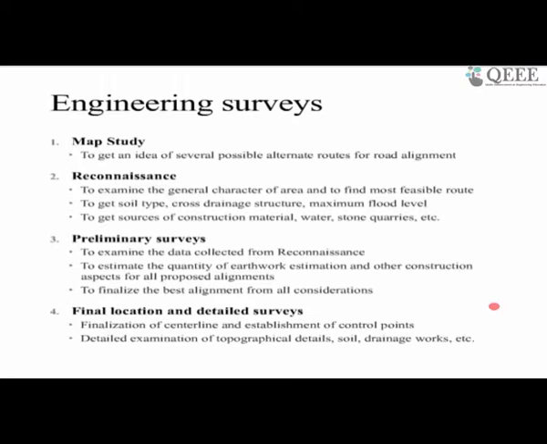So if we know our alignment and the construction needed, suppose your alignment is going through a rocky area, it needs a different kind of excavation and a different kind of construction. So in the preliminary survey, those things will be revealed. Based on that, we need to finalize the best alignment. Before that, we might have 3 or 4 or 5 alignments, and we'll be finalizing that.